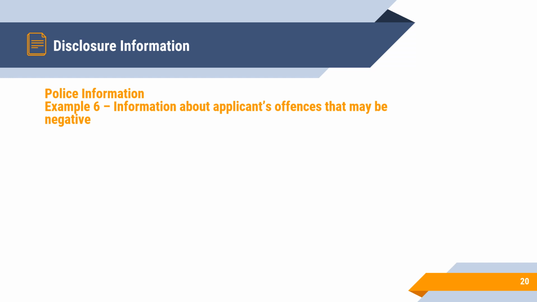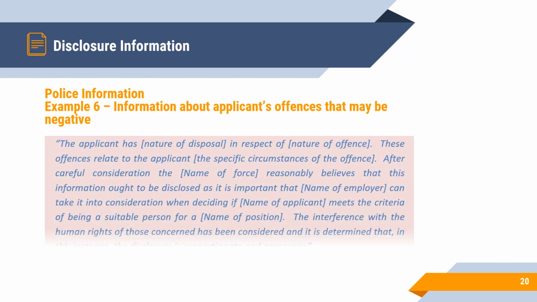The final cluster is information disclosed by police about convictions on the applicant's criminal record, where the additional context provided by police might have a negative outcome for the applicant. The disclosure might look something like that displayed on screen, where police will provide details of the specific circumstances pertaining to the offences.